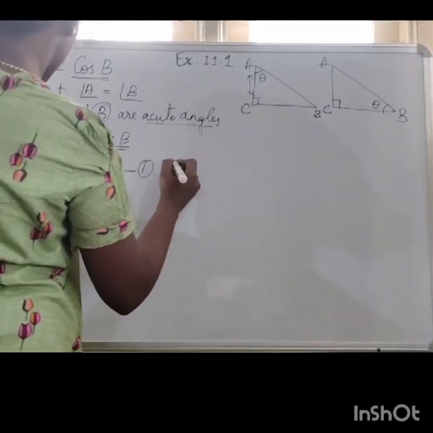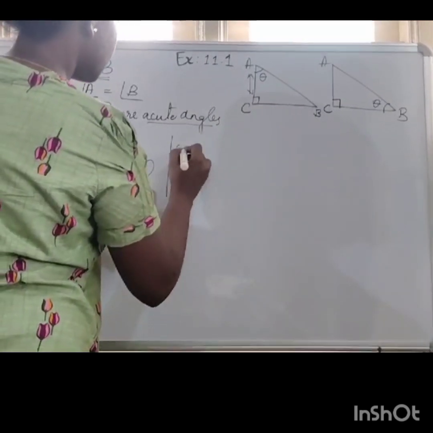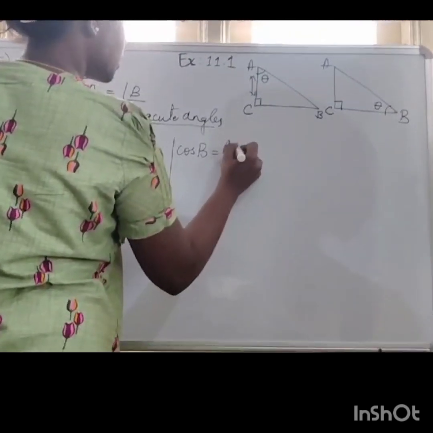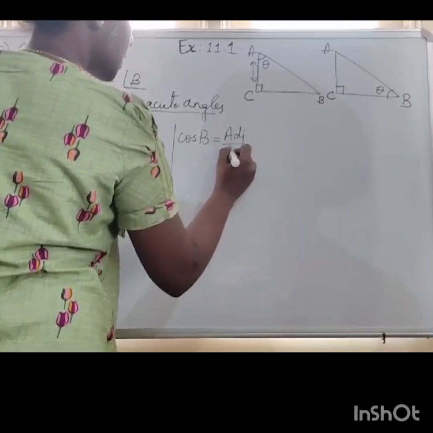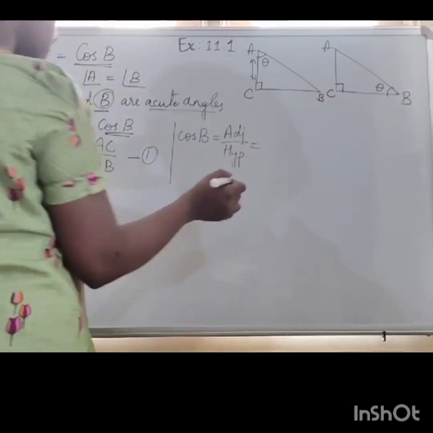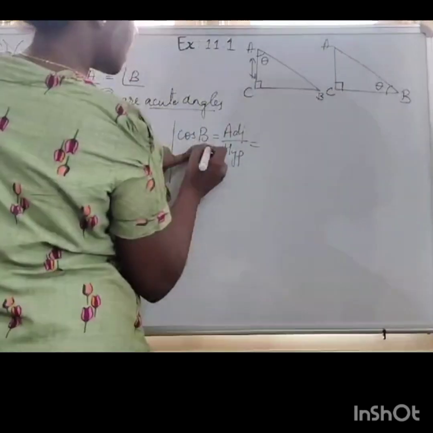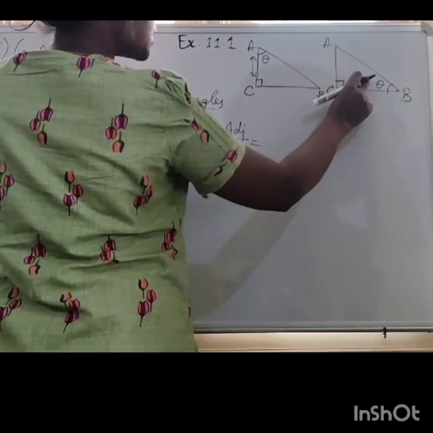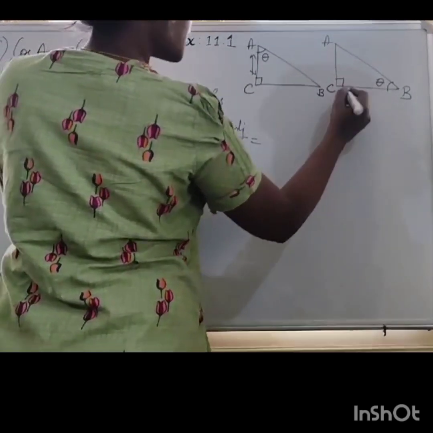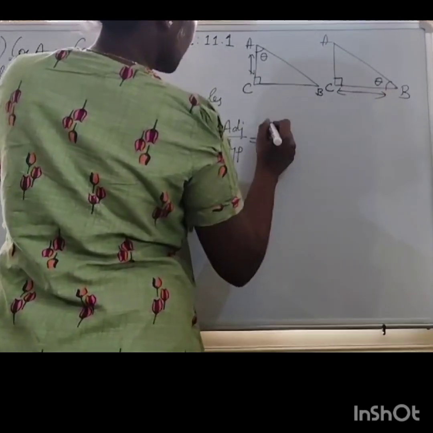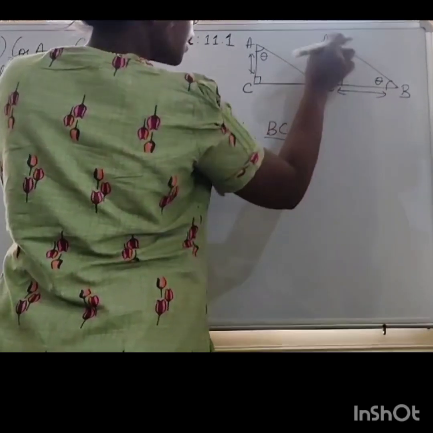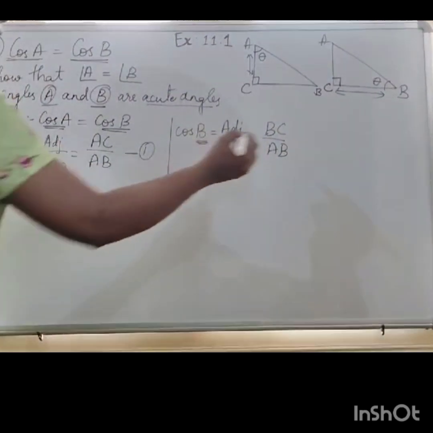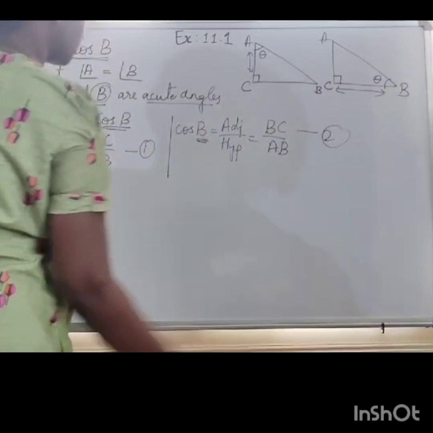Next, let us find out cos B. For cos, the ratio is adjacent by hypotenuse. So since we have B in the theta place, we will be considering this triangle. For this triangle, the adjacent is BC. So BC by hypotenuse AB. Now this is our second equation.